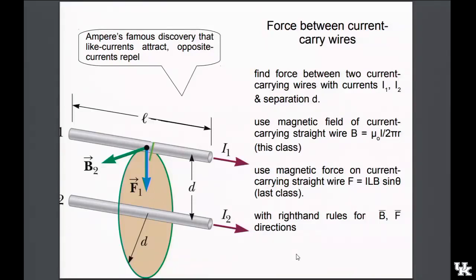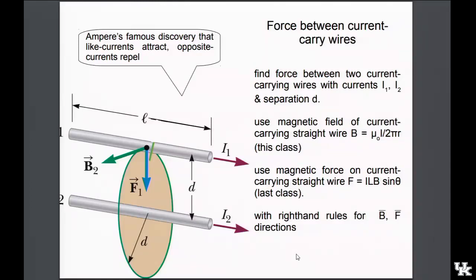So how are we going to do that? We're going to do it in two steps. We're going to combine something from this class and last class. This class, we've just met the field of a current-carrying straight wire, so we're going to use that. Last class, we met the force on a current-carrying straight wire in a field, so we're going to use that. We're going to put two things together to figure the force between two current-carrying wires, which is a very famous example in magnetism. It's a very basic example in magnetism.